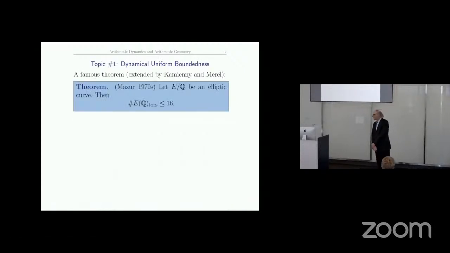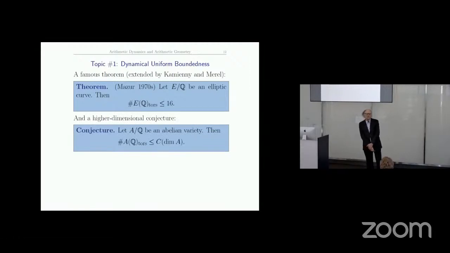Okay, topic number one, uniform boundedness. So let me start with a theorem in arithmetic geometry, a very famous theorem of Barry Mazur's from the 1970s that was extended by Kamienny and Merel. Mazur's theorem says if you take an elliptic curve over Q, so it has a group structure and you can look at the Q-rational points, it's known that the points of finite order form a finite subgroup. And Mazur's theorem says that that finite subgroup is bounded independently of the curve. And in fact, he gets a very sharp bound. There are no more than 16 points of finite order defined over Q.